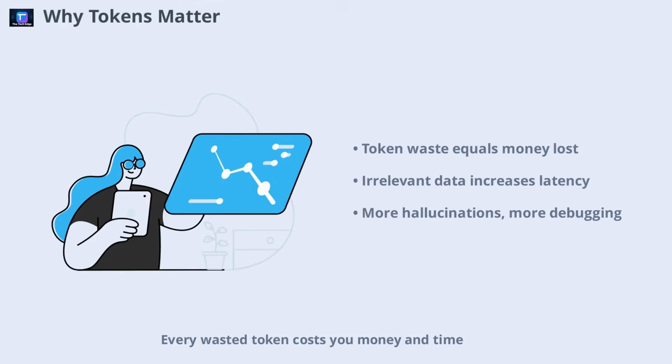Every wasted token costs you money and time. When irrelevant code chunks are included in your AI's context window, not only does it slow down your workflow, but it also increases the chances of the AI making mistakes. These mistakes, or hallucinations, can lead you further away from solving your actual problem. The more irrelevant data your AI processes, the more tokens you burn, and the more time you spend debugging instead of building. Clearly, there's a need for a smarter way to manage what your AI assistant sees.